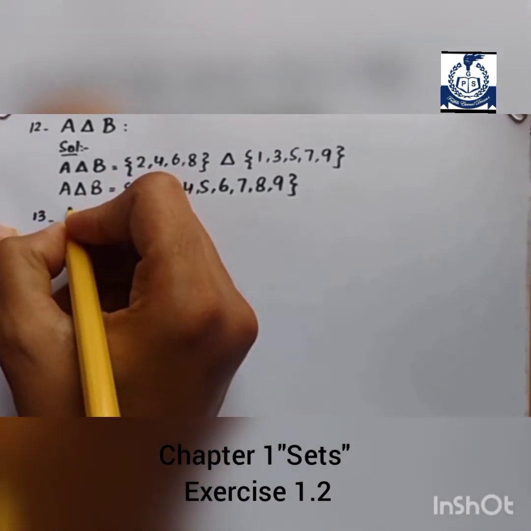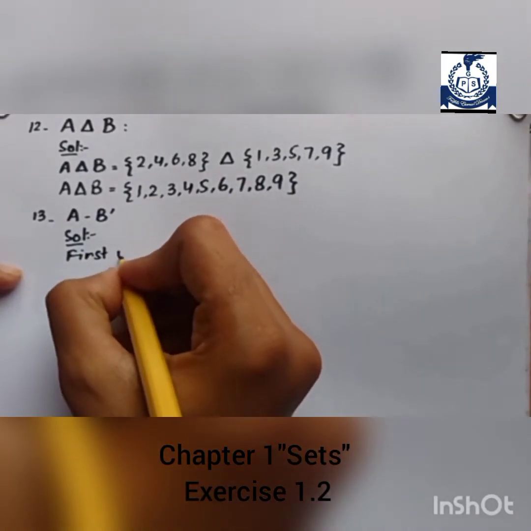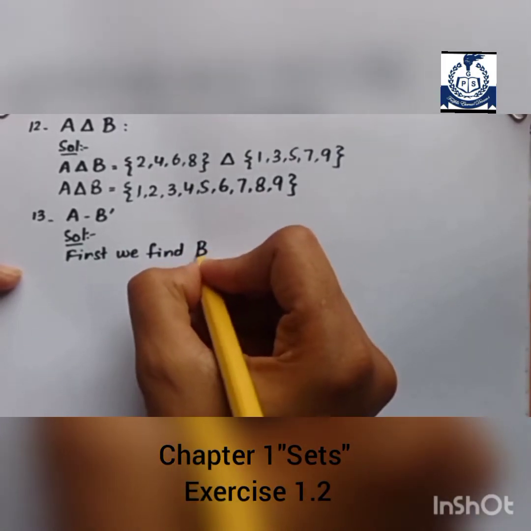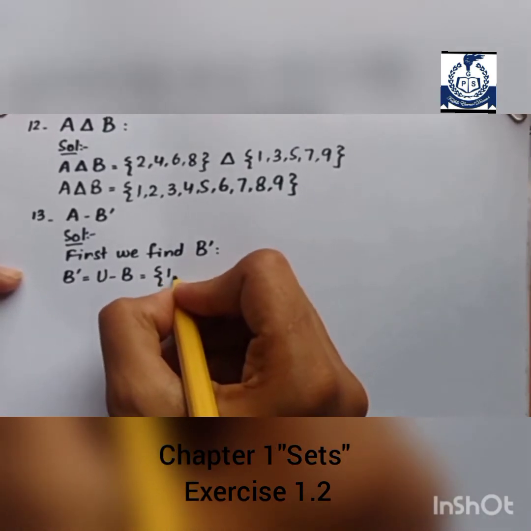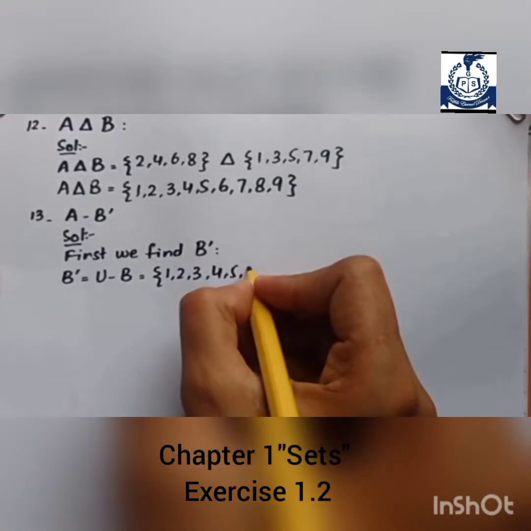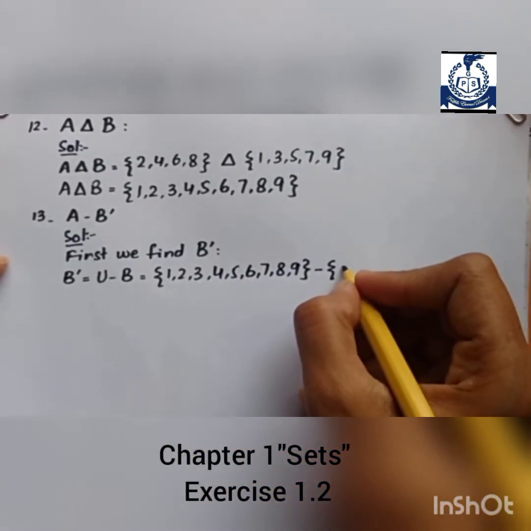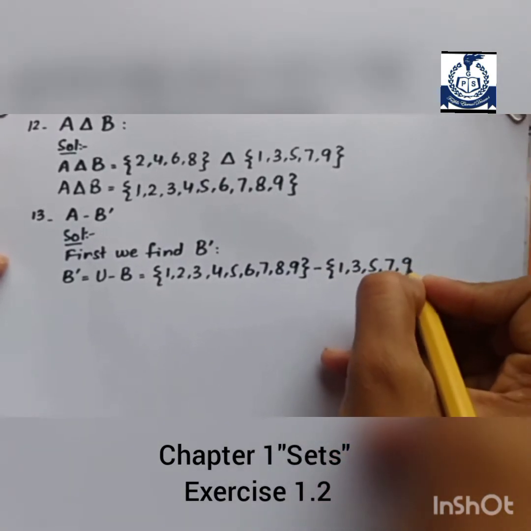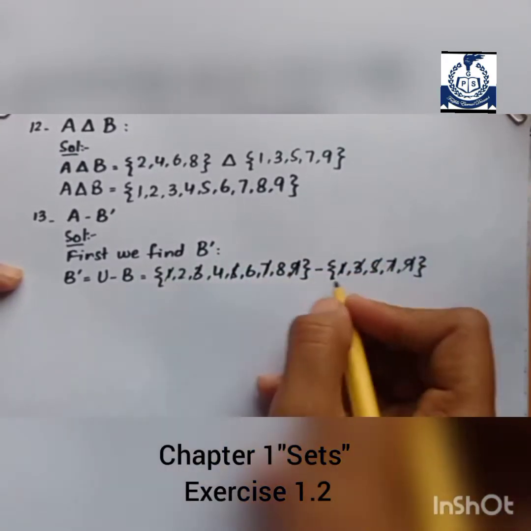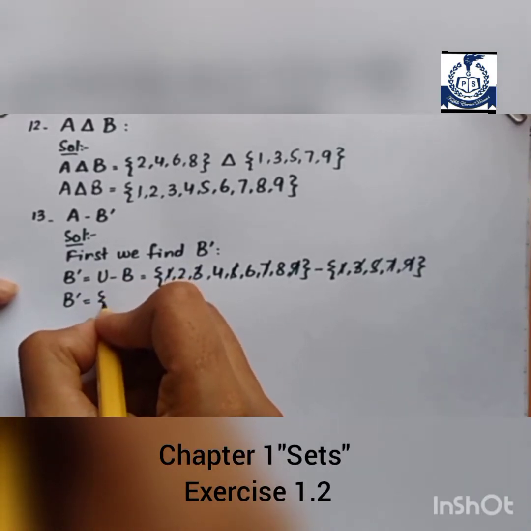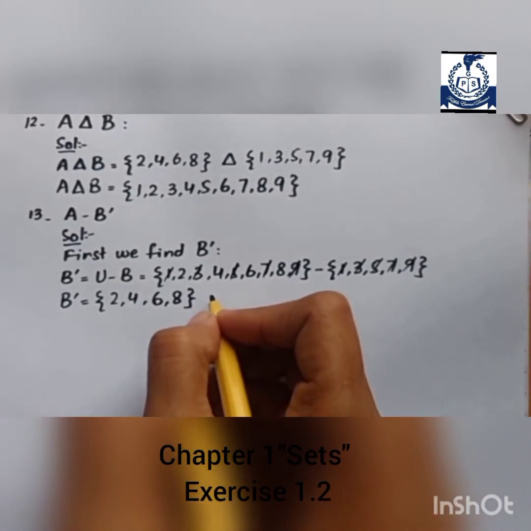Part number 13: A minus B complement. Solution. First we find the B complement. B complement is equal to universal set minus B. Universal set is 1, 2, 3, 4, 5, 6, 7, 8, 9. Minus sign as it is, and B. The elements of B are 1, 3, 5, 7, 9. So we cancel out the same elements 1, 3, 5, 7, 9, and we write the remaining elements, which are 2, 4, 6, 8. So B complement is equal to 2, 4, 6, 8.